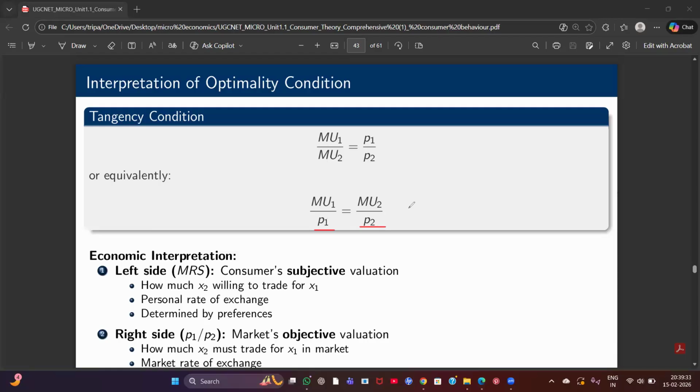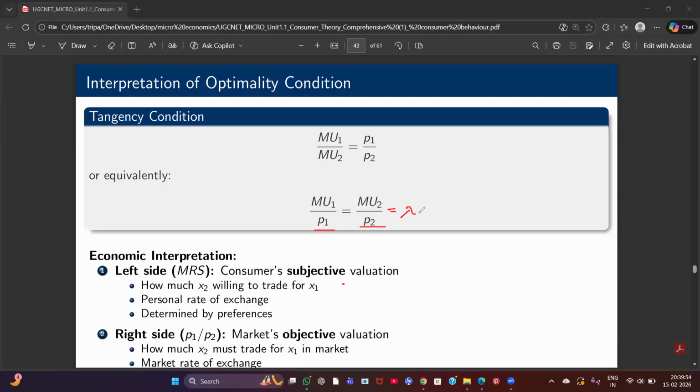So all this should be equal. That means the return of 1 rupee from all commodities should be equal. Then only the consumer will be at the equilibrium point. So this is equal to, finally, I'll be getting this equal to lambda. This is the value of lambda.